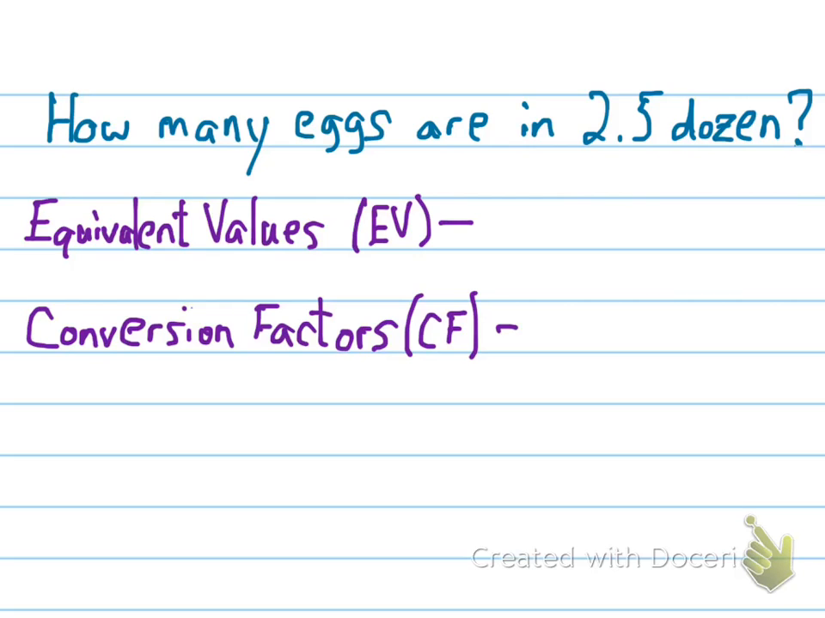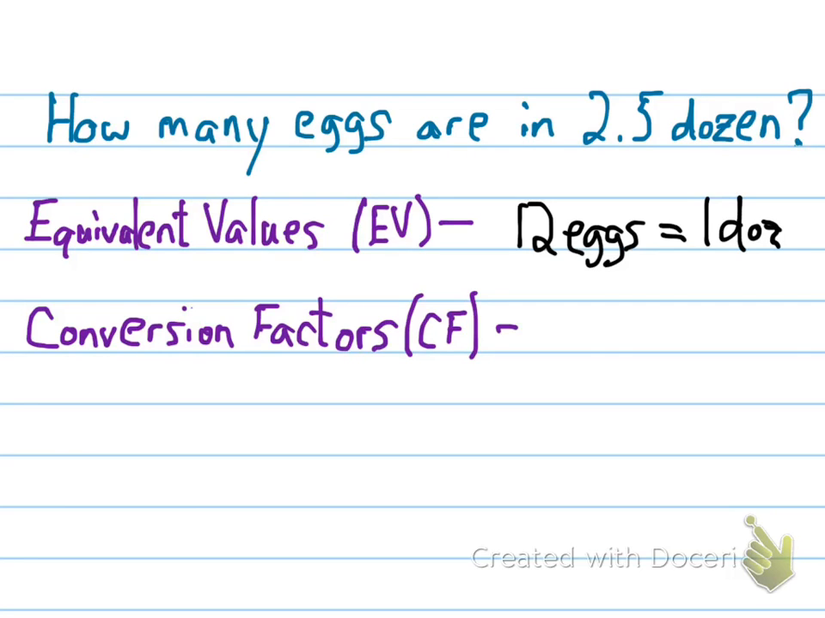So let's take an example and use this idea of equivalent values and conversion factors to help us solve a conversion type problem. We'll take a simple relationship that everybody should be familiar with. How many eggs are in 2.5 dozen? Well, the units of measure here are your individual eggs and dozen. And so our equivalent values would be that we have 12 eggs equal to 1 dozen.